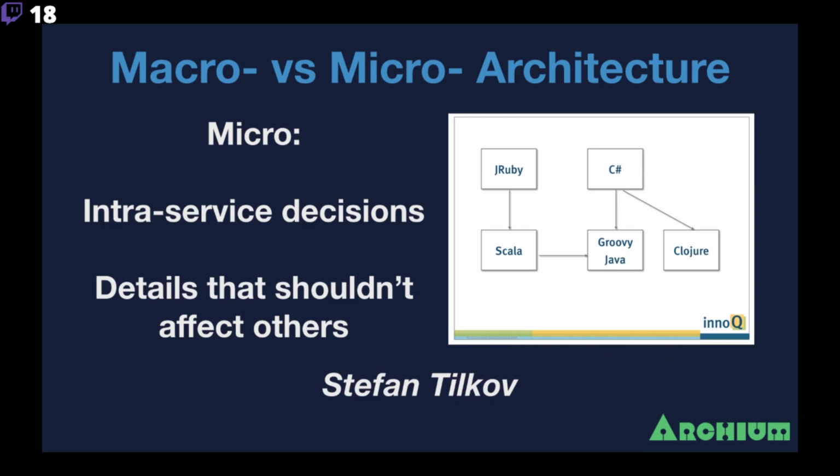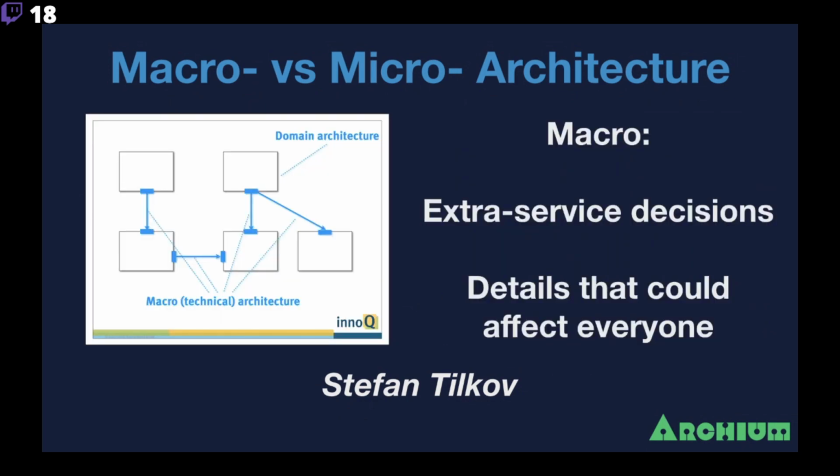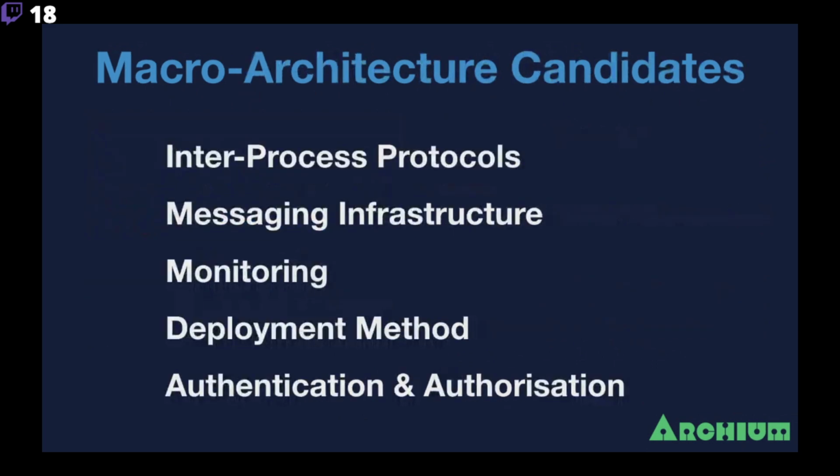And then he contrasts that with macro architecture. So macro architecture are decisions that are extra service. They're outside the services. They're between the services. And they're typically details that could affect everyone. So some candidates for what could be in macro architecture is the interprocess protocols, the messaging infrastructure you're going to use, the monitoring that you're going to use across the whole system, your deployment methods for getting software into production, and your authentication and authorization mechanisms.